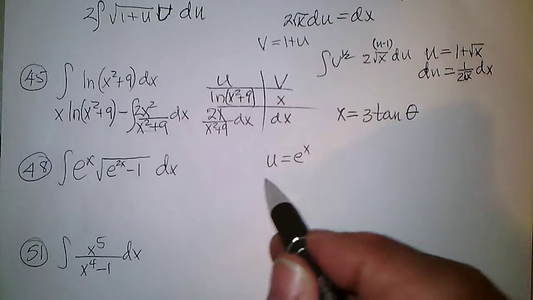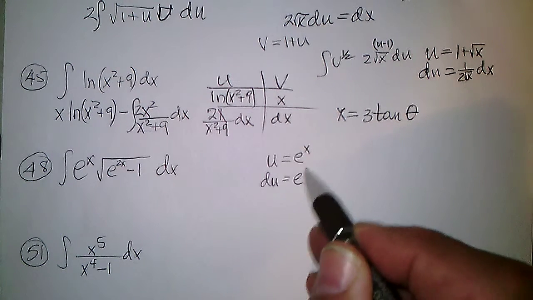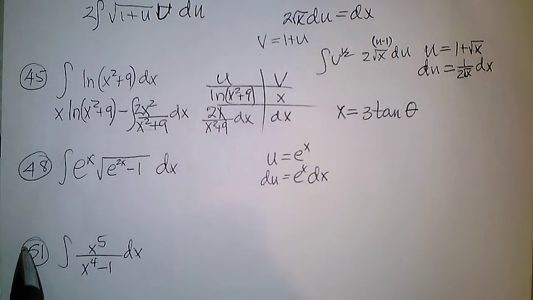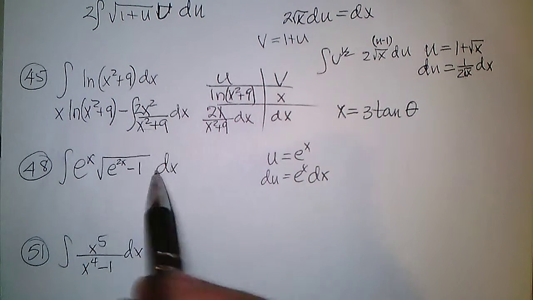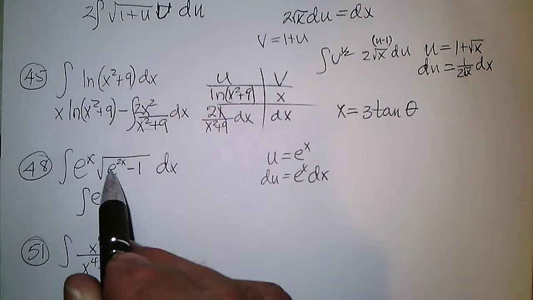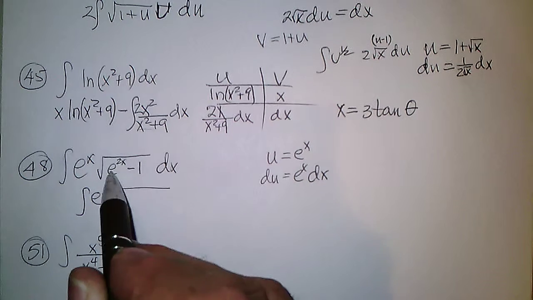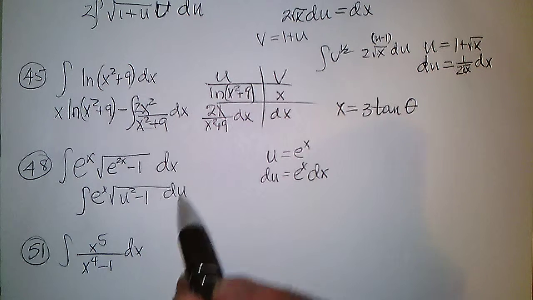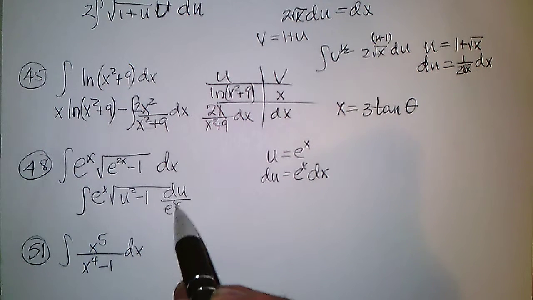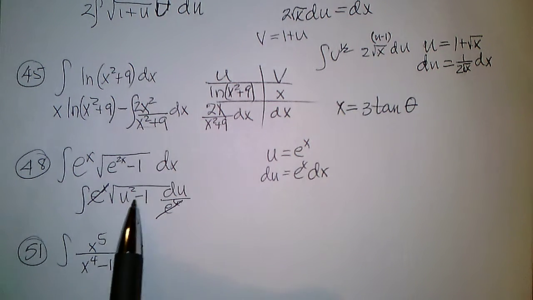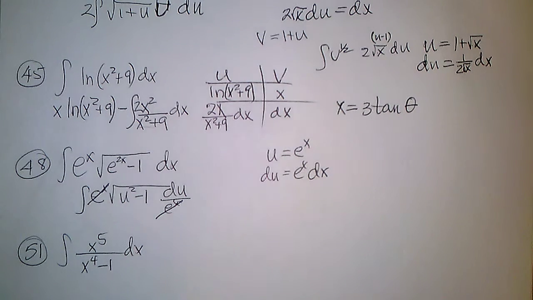So if we let u be that, du would be e to the x dx, and so the e to the x would cancel this. In here I would then have the integral of, I'll just write it, e to the x, this would be square root, this would be u squared minus 1 du over e to the x, and the square root of u squared minus 1, trig substitution for this, a secant one would make that one work.